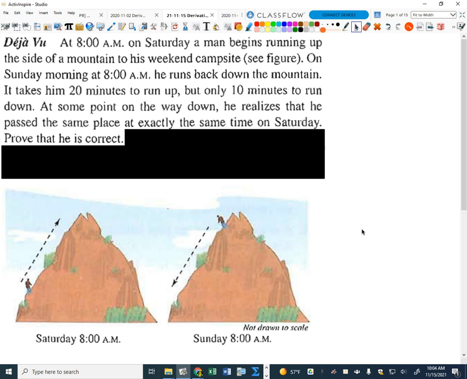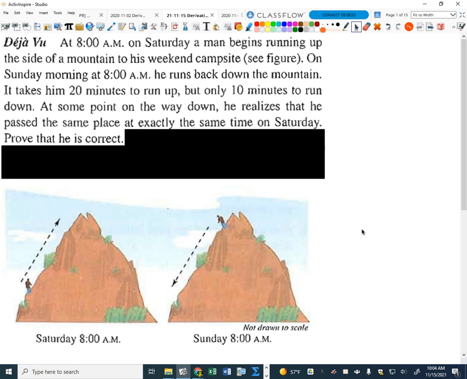How could you do it with the intermediate value theorem? Any ideas? What do we have to do here? We have to define some function, and it's got to be continuous on this interval, right? So the interval here is going to be, let's say, between 0 and 20 minutes, right? And there has to be some intermediate value to the function, right? The function has to pass through some intermediate value between the value at 8 a.m. and the value at 8:20.